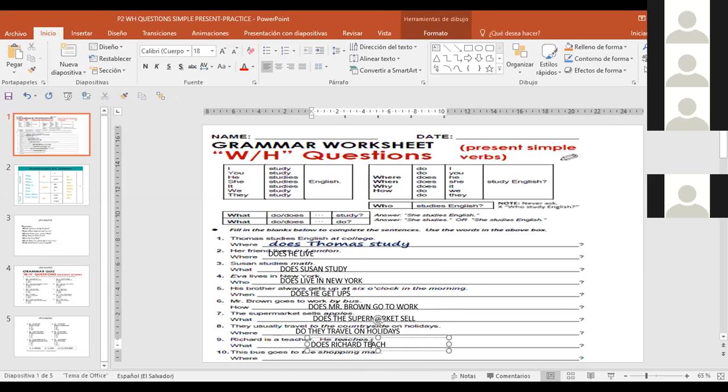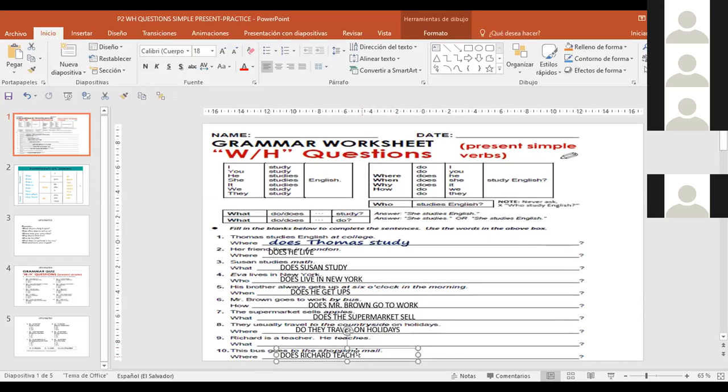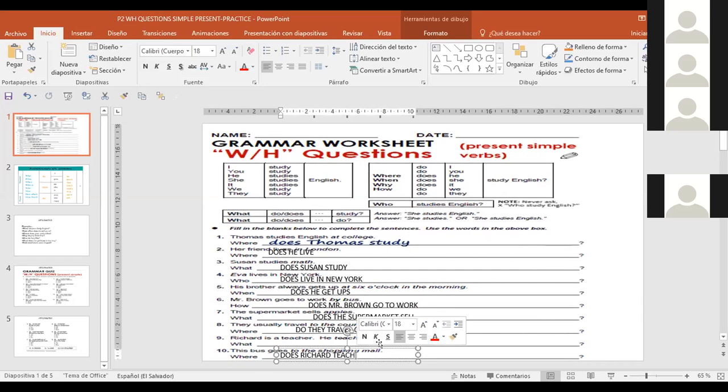Okay. And the last one, number 10. The affirmative sentence says, this bus goes to the shopping mall. La pregunta es, where? Entonces, ¿cómo me quedaría esa pregunta? Where does this bus go? Ajá. ¿A dónde va este bus? This bus goes to the shopping mall.